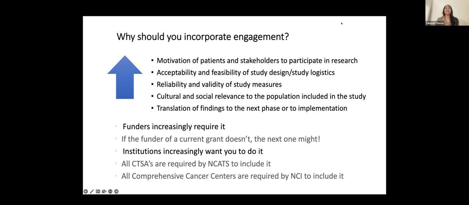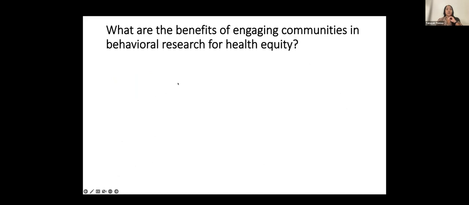So as we're moving forward and as times change, a lot of funders and a lot of centers are requiring that we incorporate community engagement. And so it's a great thing to know and to be doing. And so what are the benefits of engaging communities in behavioral research for health equity?